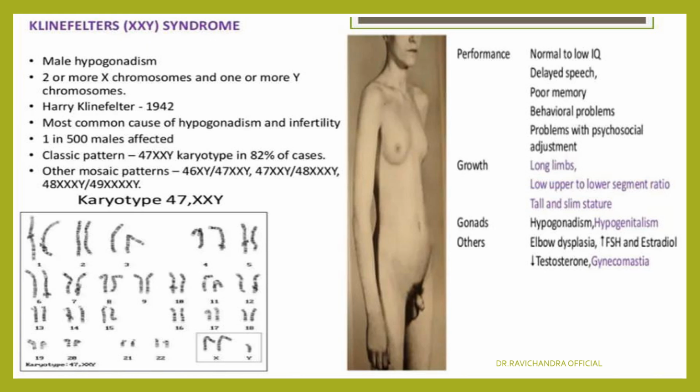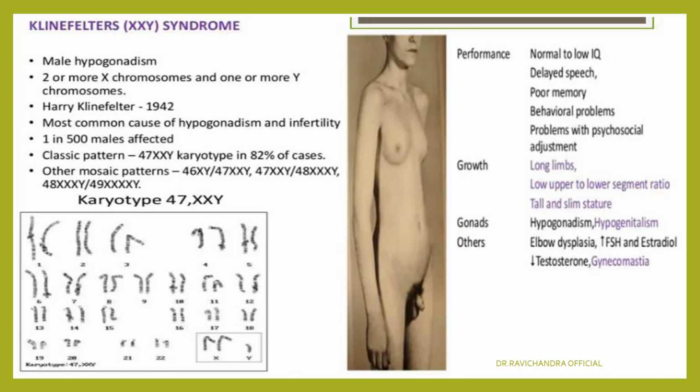Next, cytogenetic abnormality involving the sex chromosomes will be Klinefelter syndrome. It is male hypogonadism. Two or more X chromosomes and one or more Y chromosomes will be there. It is the most common cause of hypogonadism and infertility. So in the exam, if they ask the most common cause of hypogonadism and infertility and they give the syndromes, out of all the syndromes, you have to mark Klinefelter syndrome.